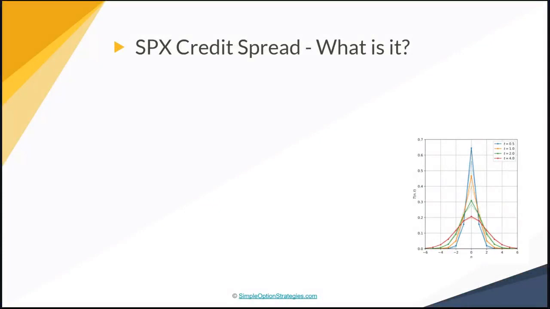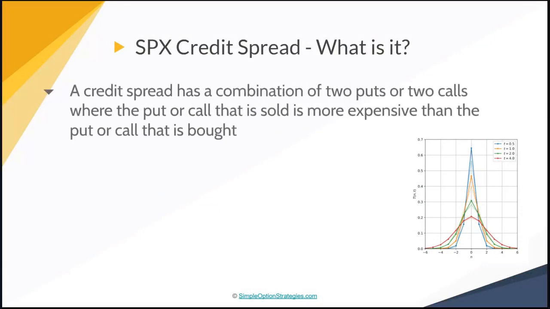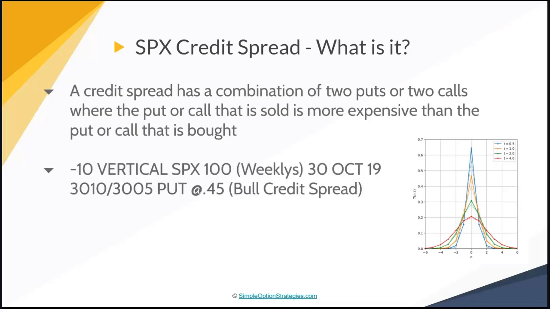Let's talk about what really is a credit spread. A credit spread is a combination of 2 puts or 2 calls where the put or call that is sold is more expensive than the put or call that is bought. So basically you receive a credit, and that's why it's called a credit spread. This is an example of a put credit spread, so it's a bull credit spread. These are placed below the market, and what you're receiving there is 45 cents, which is the difference between the put that you bought and the put that you sold.